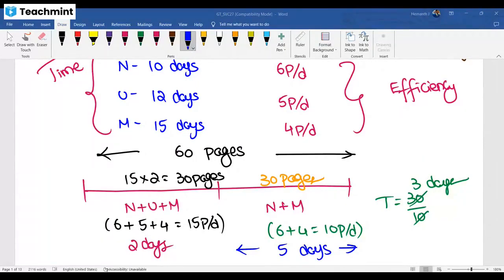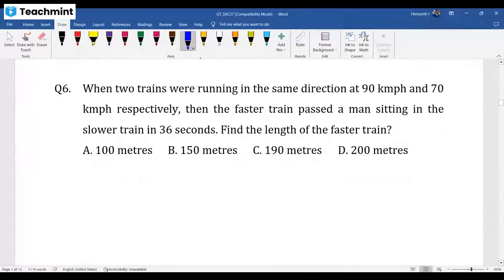For all recruitment exams, okay, this is the question: two trains are running in the same direction, one at 90 km per hour, the other at 70 km per hour. The faster train passed a man sitting in the slower train. This is the faster one, more speed. This is the slower one, less speed.